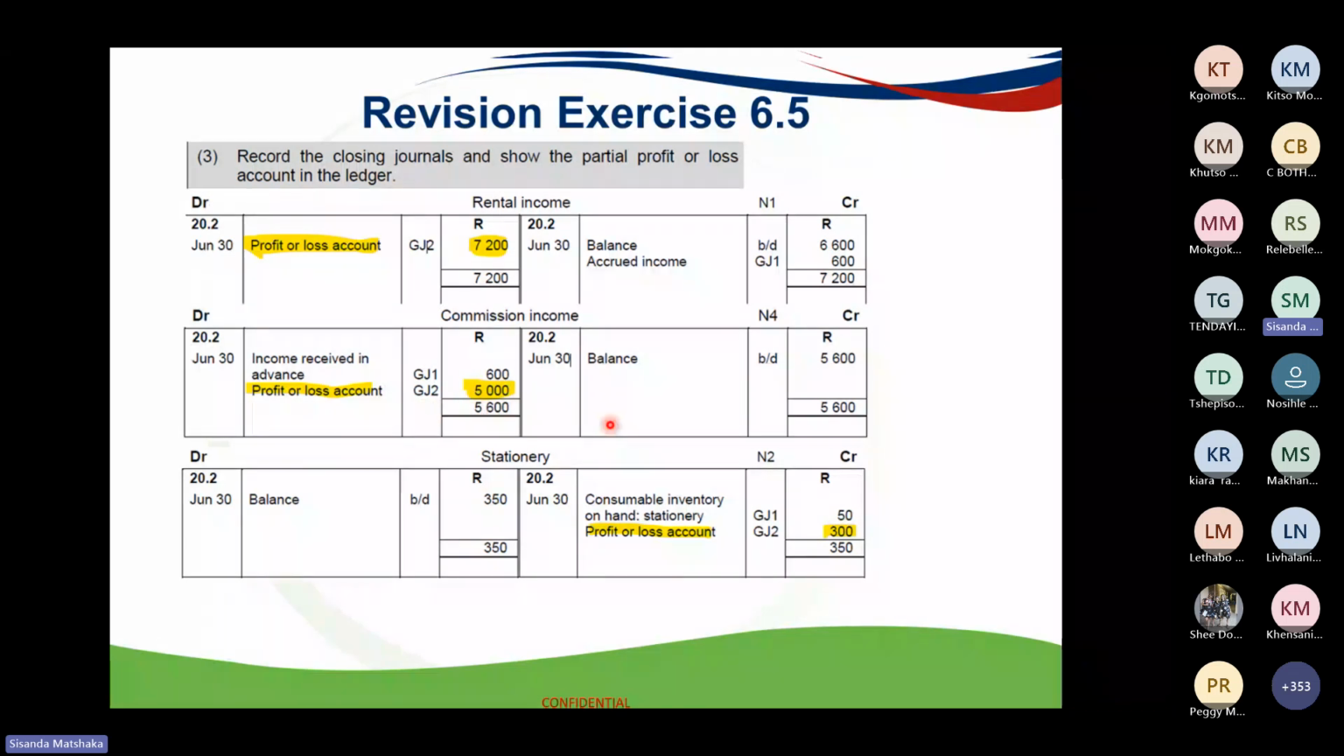And then going on to your stationery expense account. Here again, as we discussed, we had the balance which was brought forward as at the end of June of 250. Then we had a balance to be carried over to the next financial year of 50, which we take out to our balance sheet account. This results in our expense, which we need to close off to our profit and loss account, being 200 rand, which is what we would post to our profit and loss account.